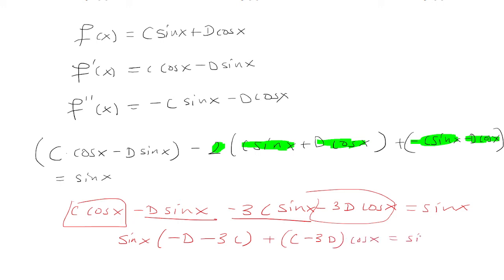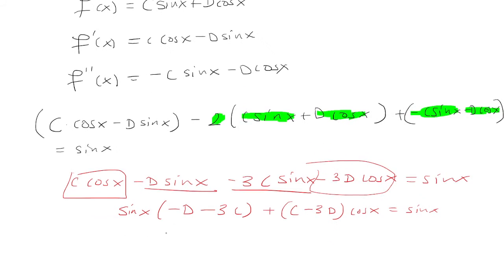So we set that equal to sine of x. And notice that the coefficient of sine of x is 1. So for here, we'll set negative d minus 3c equal to 1. And there's no cosine of x, so you can think of this as 0 cosine of x. So in other words, c minus 3d, or negative 3d plus c, is equal to 0.